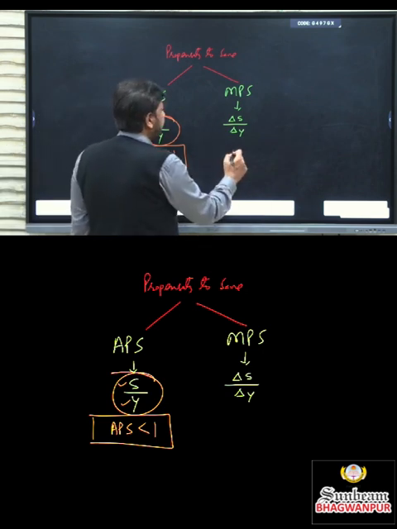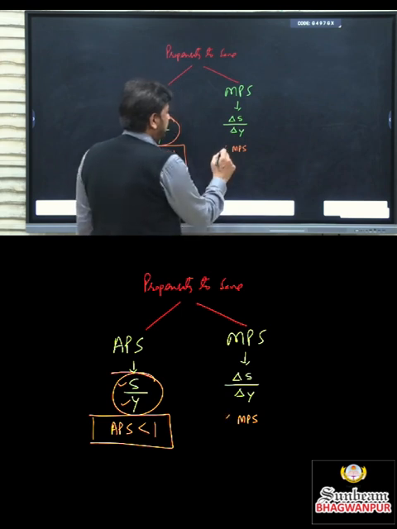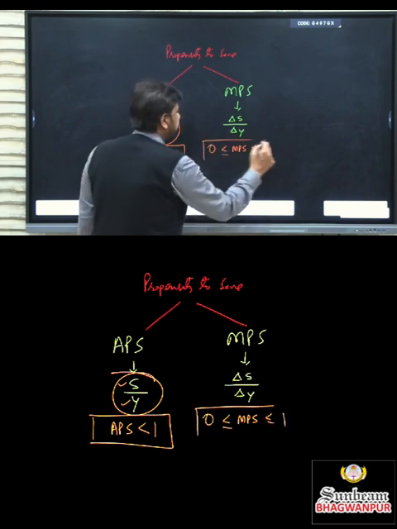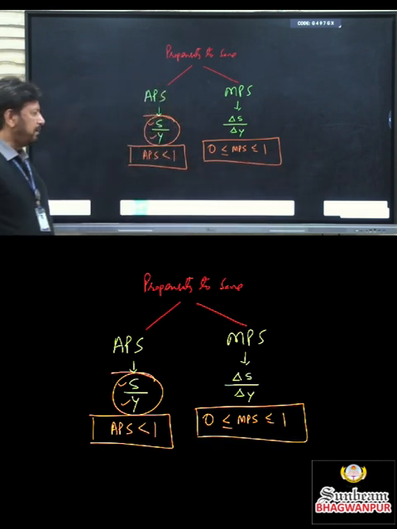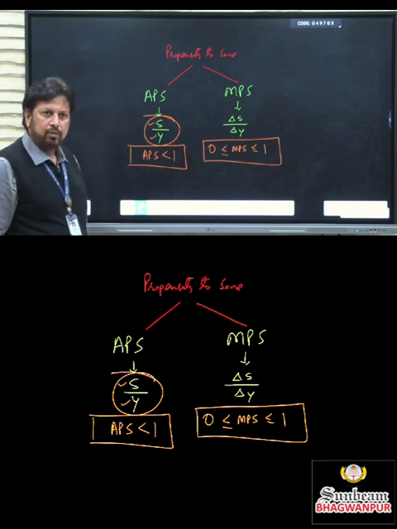Whereas the range of MPS is very similar to the range of MPC, between 0 and 1. This is the range of marginal propensity to save, more than or equal to 0, less than or equal to 1.